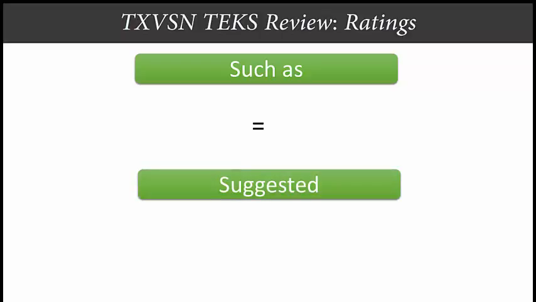Such as. When a student expectation lists several components that are joined by such as, then these are considered suggested, and they are not necessarily required. However, the course must still cover that student expectation sufficiently. If a provider chooses not to address any of the components specifically listed in the such as list, they still need to address the student expectation in a different way. If you, as the reviewer, feel that the course doesn't adequately meet the standard, then do not rate it observed.